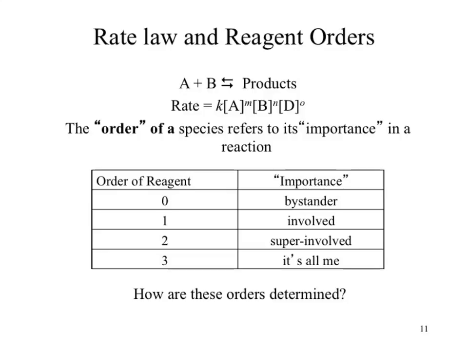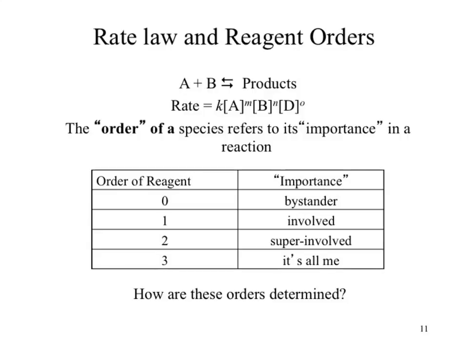It's a bystander to the reaction. I don't care about it. Okay? What if the order is 1? Okay, well, now it's involved in that reaction. Okay, it is part of that process. What if the order is 2? Okay, we're increasing its importance in the overall reaction. I need to have 2 of those molecules for this reaction to process.